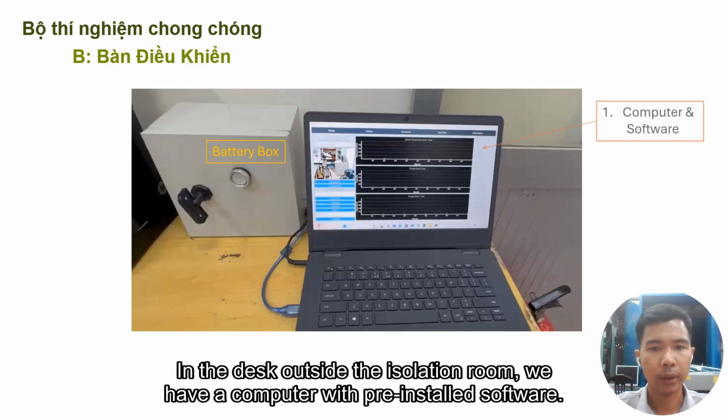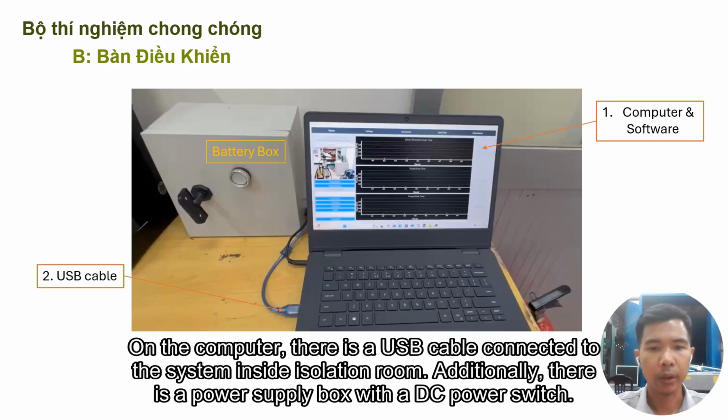On the desk outside the isolation room, we have a computer with pre-installed software. On the computer, there is a USB cable connected to the system inside the isolation room. Additionally, there is a power supply box with a DC power switch.